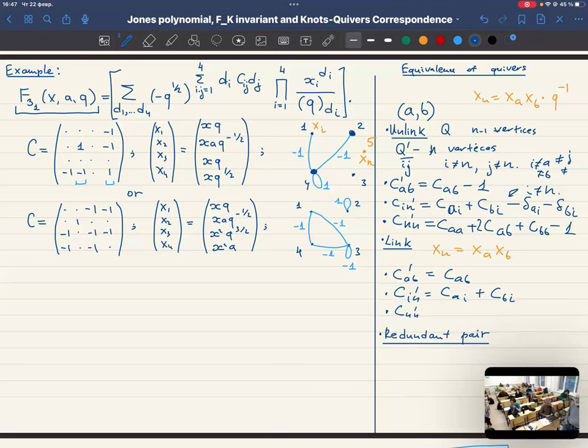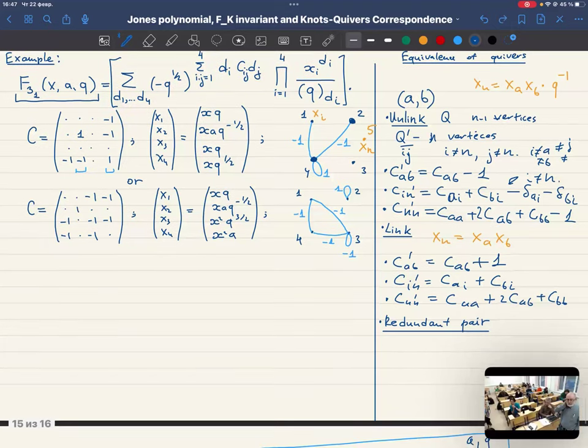And for this, we do not need to subtract one. Okay, that's almost right, but here we actually should add one. So here should be plus one. And the redundant pair is the following rule.